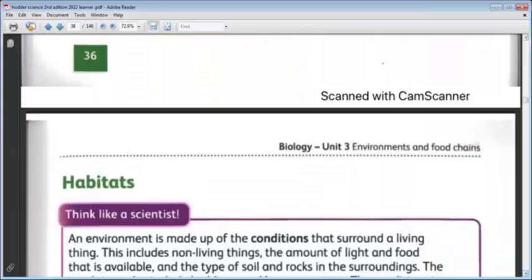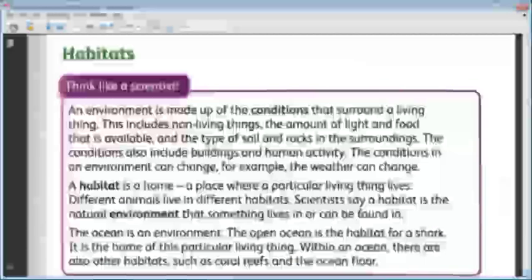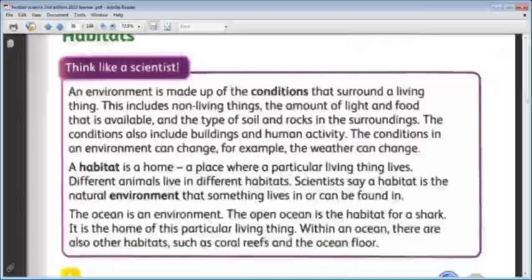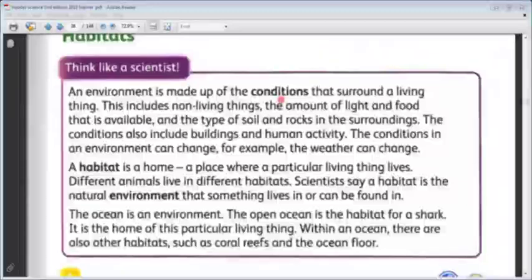Okay, here we'll talk about the habitat as a place that the living things live in. Here we will talk about the environment and the difference between the environment and the habitat. An environment is made up of the conditions that surround a living thing. So the environment is everything that surrounds us, including the conditions. Conditions are things that can be changed.